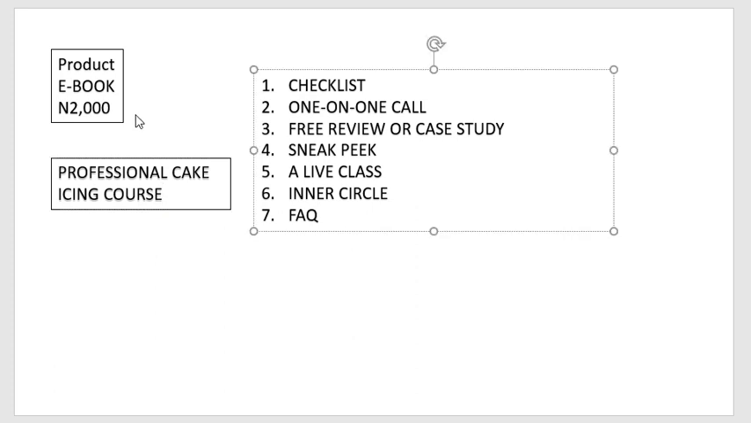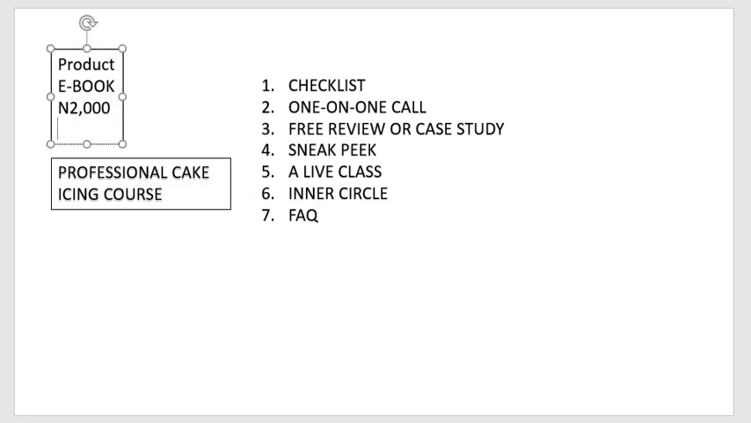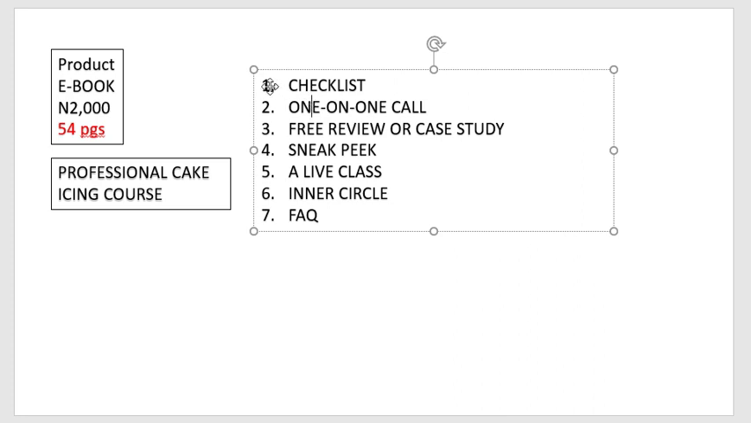Right? So this is what I'm going to do. Let's say this ebook is 54 pages. That's the size of my ebook, 54 pages. Now, how am I going to convince someone to buy this 54 pages ebook for 2,000 naira without stress? I'm going to add these extra add-ons here. So by the time I've done this, someone is going to be paying me even 3,000 or 4,000 naira or even 5k for this.